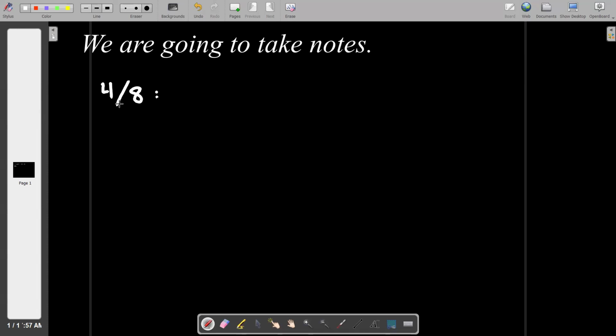So we are simplifying square roots, but they're going to have variables inside.